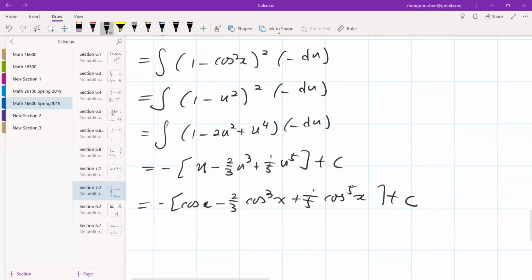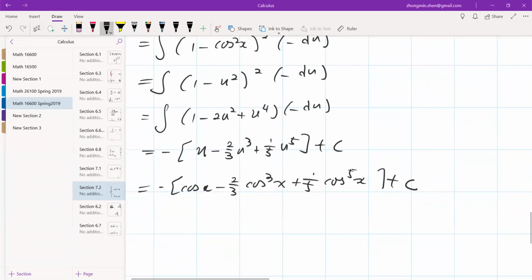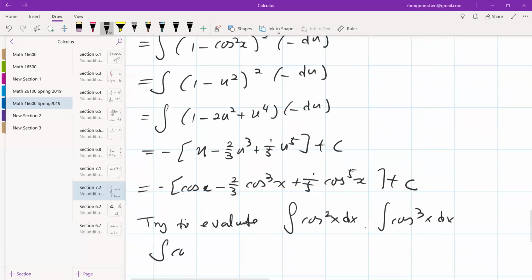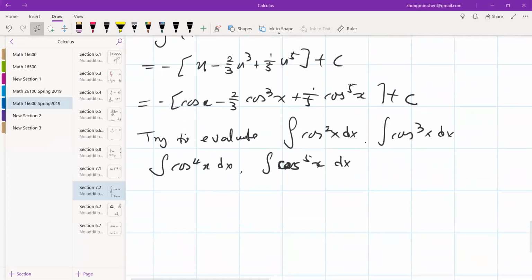Similarly, you can work out cosine. So as an exercise, when you have time, try to evaluate the integral of cosine square x dx, and cosine cube x dx, cosine fourth x dx, and so on. You can try that if you have time. I'm not going to work on that.